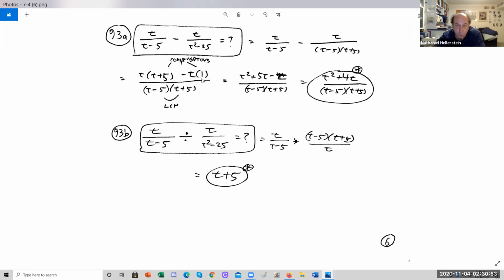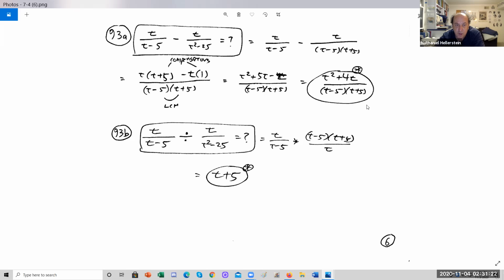This goes into that once, so we compensate this once. This t minus 5 goes in the new denominator t plus 5 times, so we put the t plus 5 there. So t plus 5 and 1 are the compensators. We get t times t plus 5 minus t times 1. And okay, t squared plus 5t minus t over stuff. And therefore t squared plus 4t over t minus 5 times t plus 5.